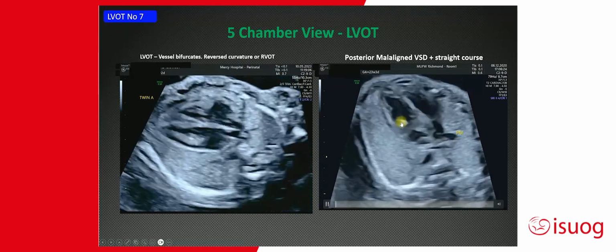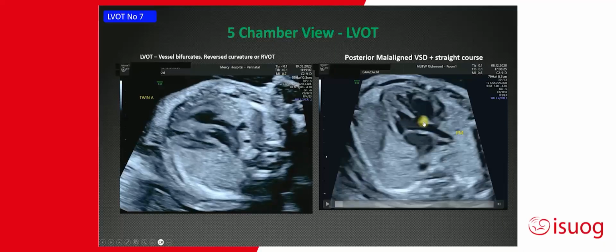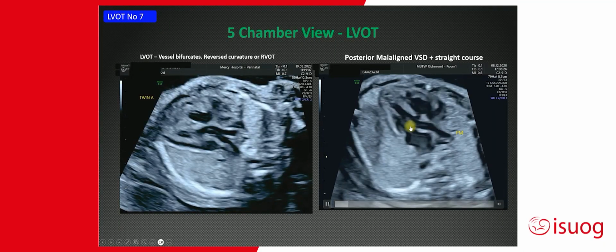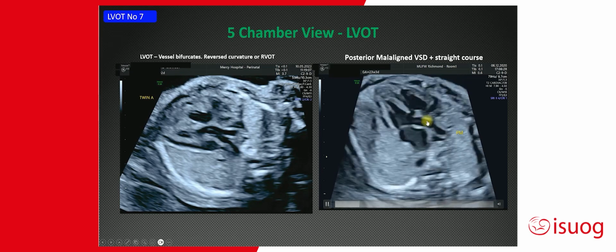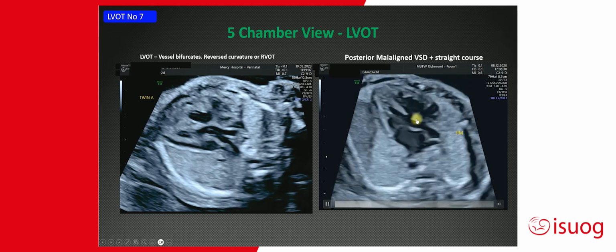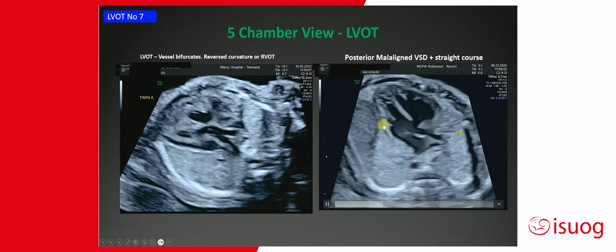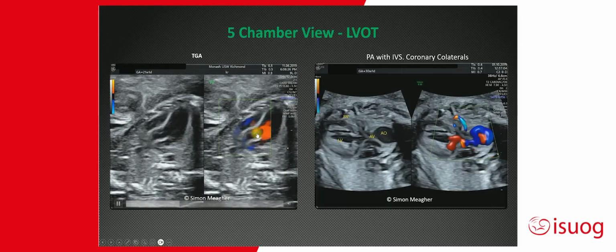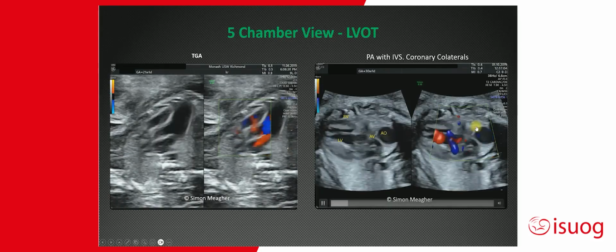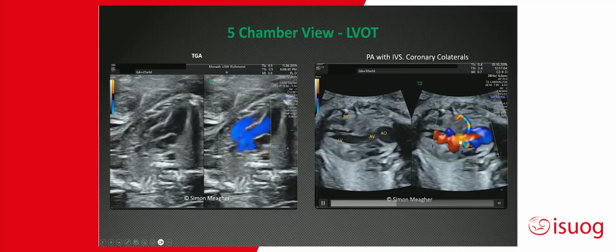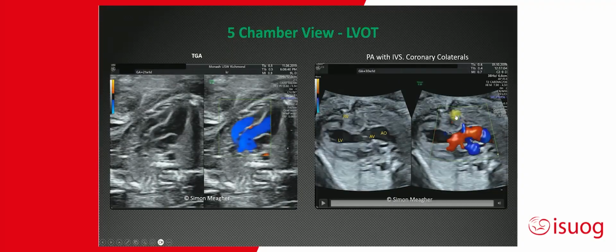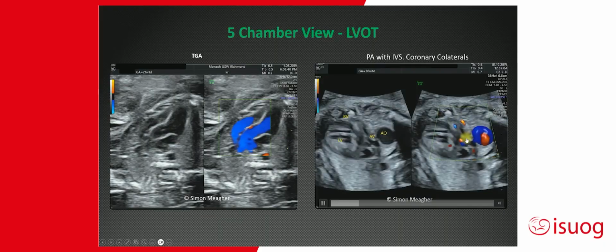And in this case here, you see the posterior malalignment of the aorta in a fetus with an interrupted IVC. You see that interruption here with this posterior shelf directed towards the left ventricle. In this case here in a five-chamber, you see both vessels are arising out in parallel in the fetus with transposition of the great arteries. And in this five-chamber view of the heart in the fetus with pulmonary atresia with intact ventricular septum, you see the coronary artery collaterals.